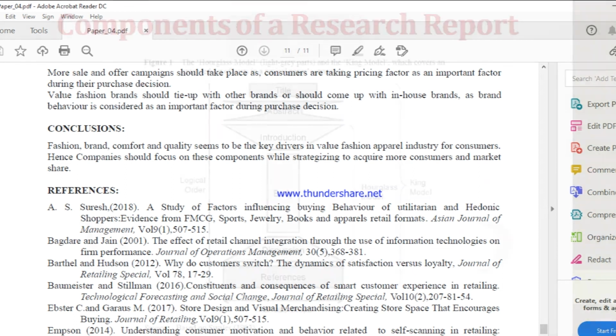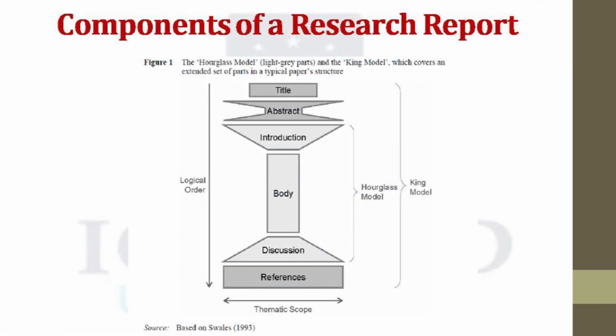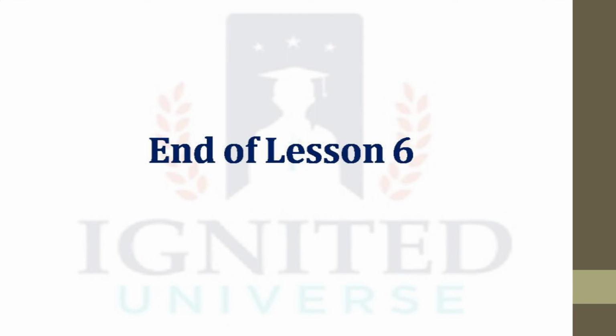So this is how we write any research paper. It should follow the body part and it should be in a proper structure, keeping in mind all the points that we have discussed in the unit. We can definitely end up making a good research paper. So with this, we end the section. Wish you all a happy learning.